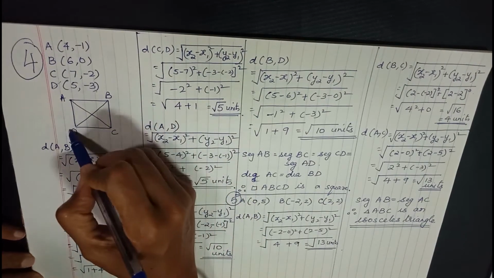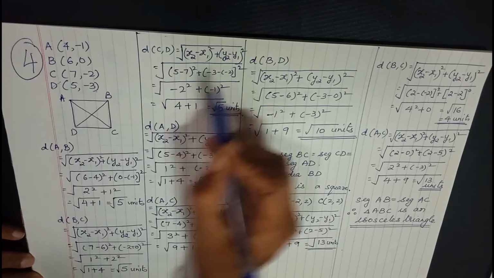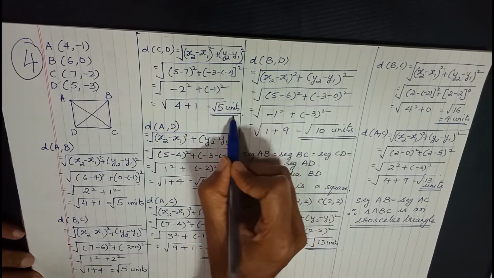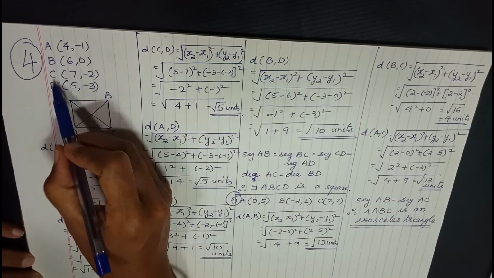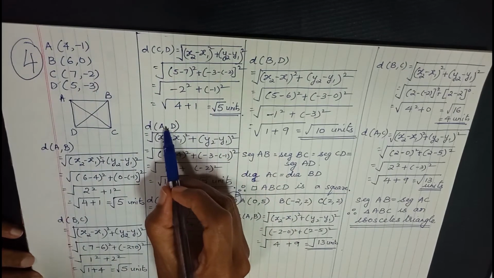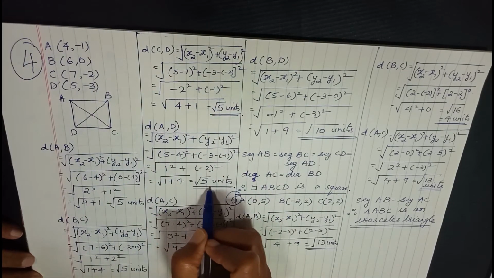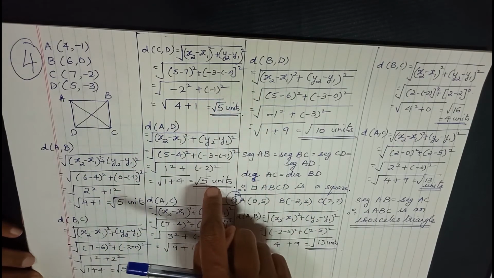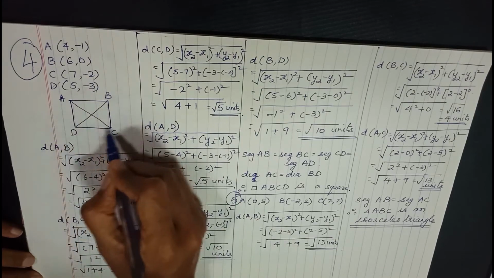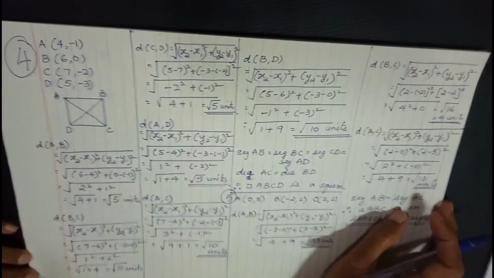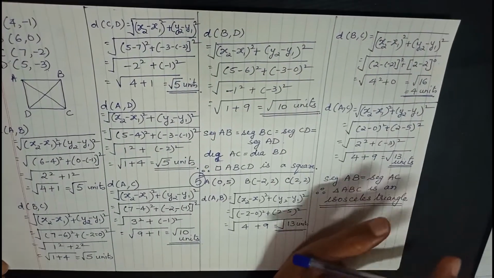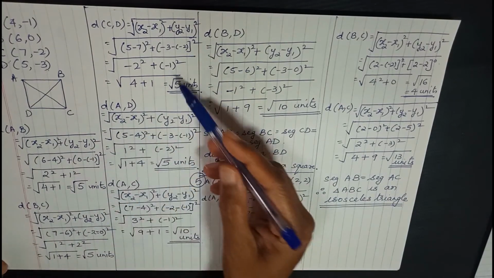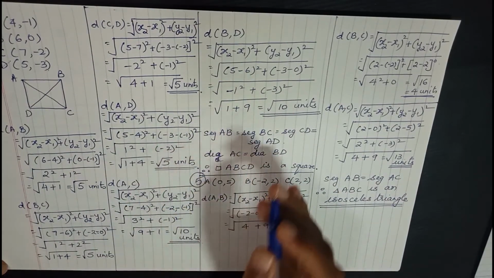Then C and D. So I use C and D again. Substitute in the distance formula. Again I am getting root 5. And last is A and D to get side AD. So again you can see here AD also I got root 5. So you can see all four sides are equal. So now it has become a rhombus. Square is also a special type of a rhombus where the diagonals are equal in length. So I have proved all four sides are equal. That means it's a rhombus.